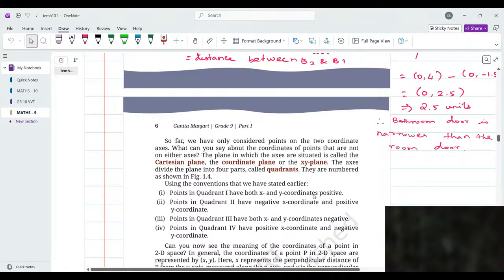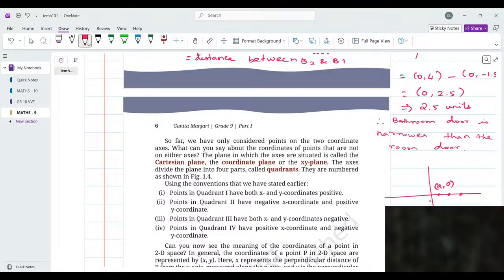The overall system is called the Cartesian plane, coordinate plane, or XY plane. So far we only considered the points on the two coordinate axes. For example, any point on the x-axis will have y coordinate 0, and any point on the y-axis will have x coordinate 0. Now, what can you say about the coordinates of points that are not on either axis?